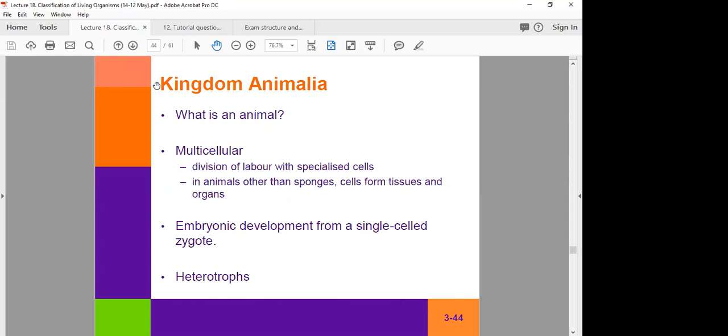Okay, moving on now, kingdom Animalia. So let's start with how do we define an animal? Just some of the characteristics which are used to define animals are listed here. Animals are all multicellular. There is a division of labour with specialised cells, and in all animals other than the simplest, the sponges, those cells will form tissues and organs. All animals exhibit embryonic development from a single cell called a zygote, and all animals are heterotrophs.